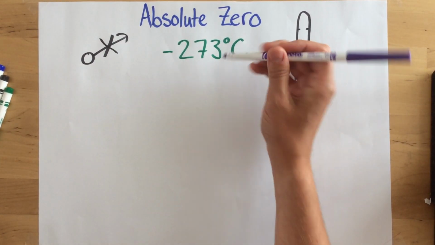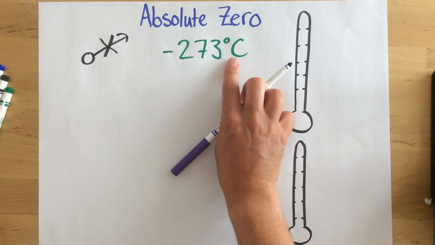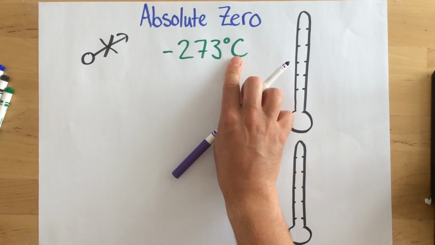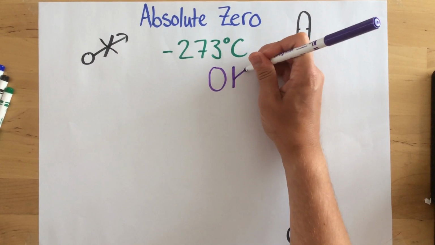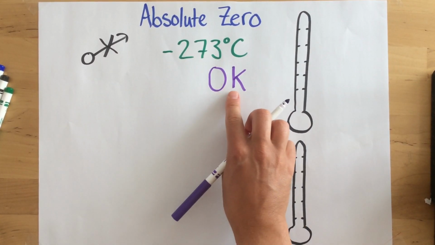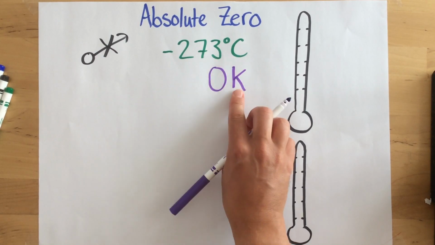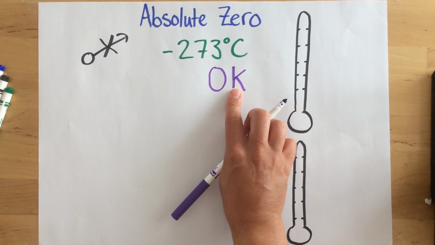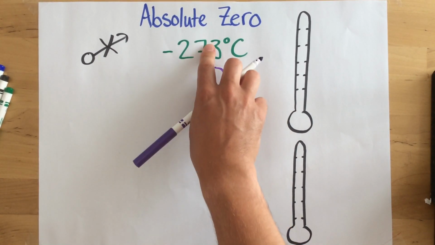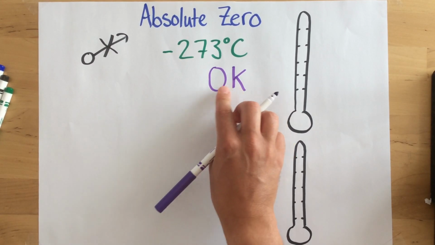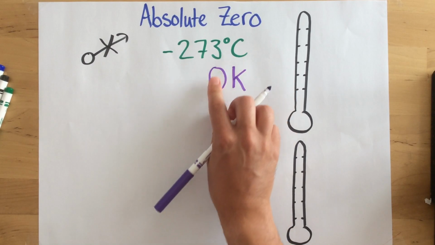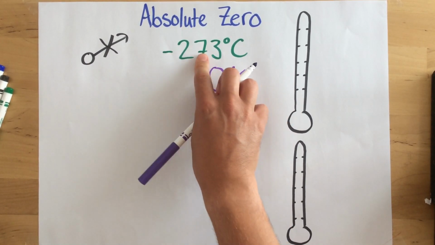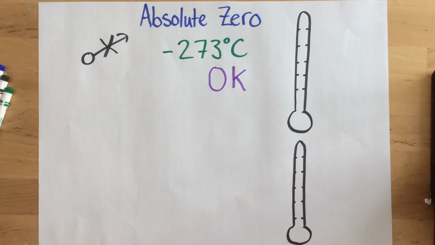Kelvin is just another temperature scale. You could have degrees Celsius, you can have degrees Fahrenheit, you can also have Kelvin. Please notice that it isn't degrees Kelvin, it's just K for Kelvin. The way that the Kelvin scale starts is 0K is at absolute zero. So 0K is minus 273 degrees C.